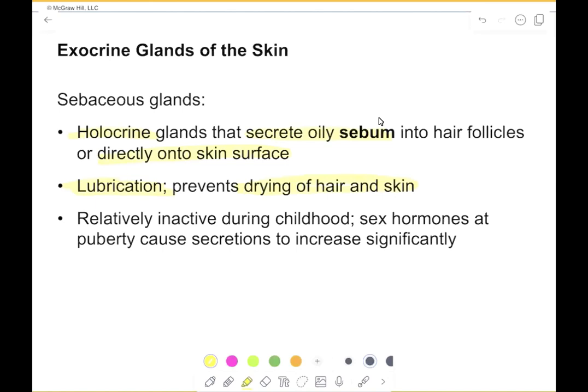And they've discovered that these sebaceous glands are relatively inactive during childhood. And at the point of puberty, they do start to become more active. They cause the secretions to increase significantly. So, this could be maybe one of the reasons that acne is more prominent around the puberty years, possibly because of this.